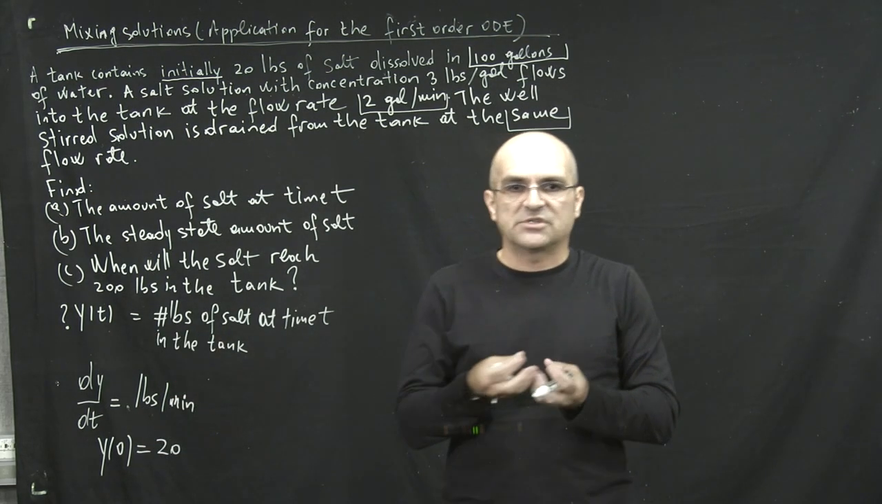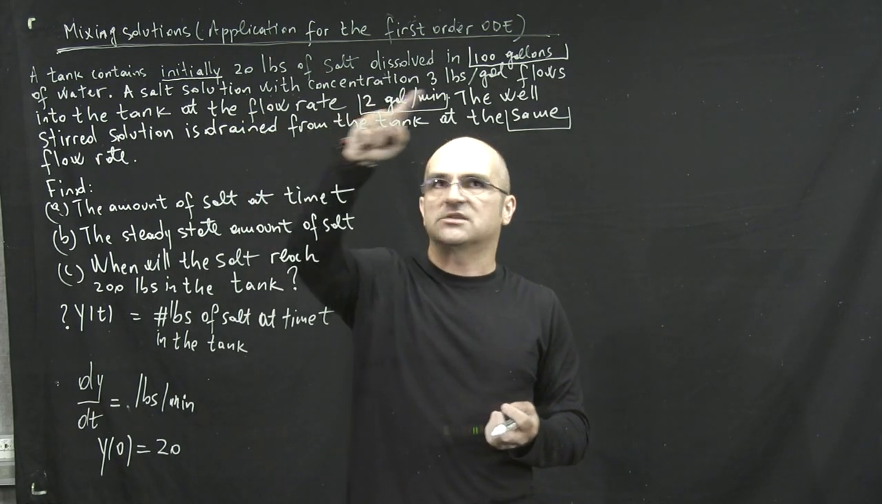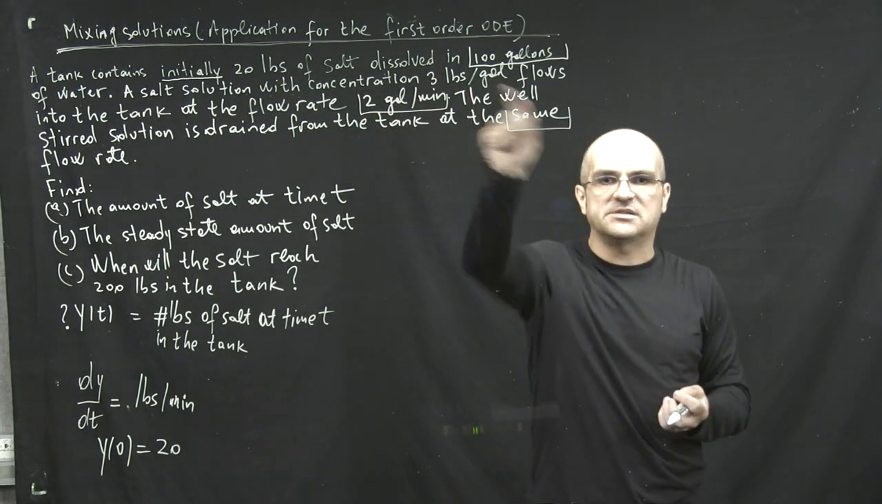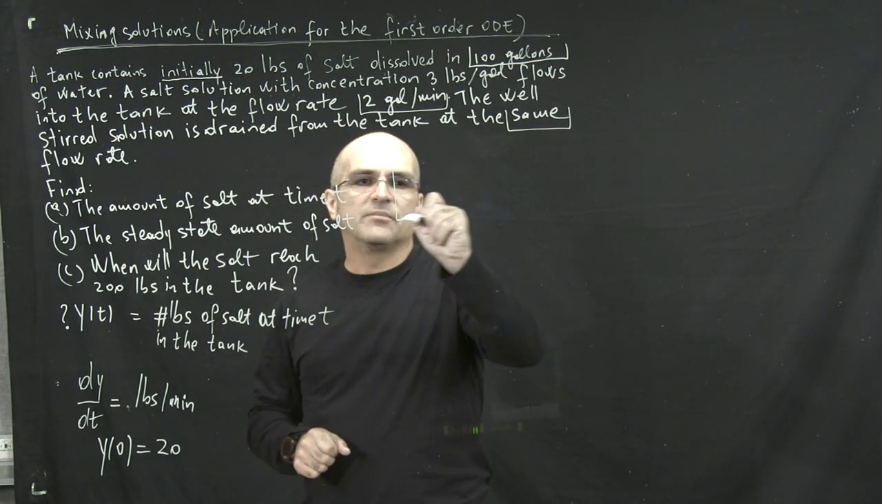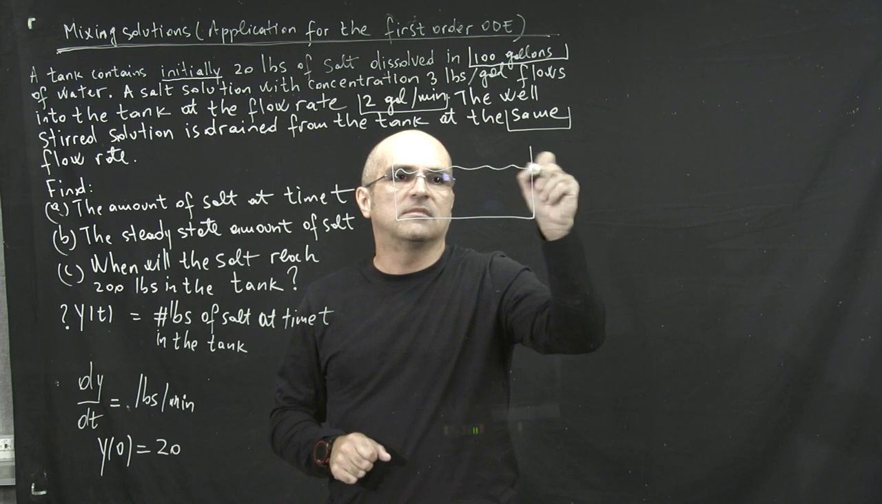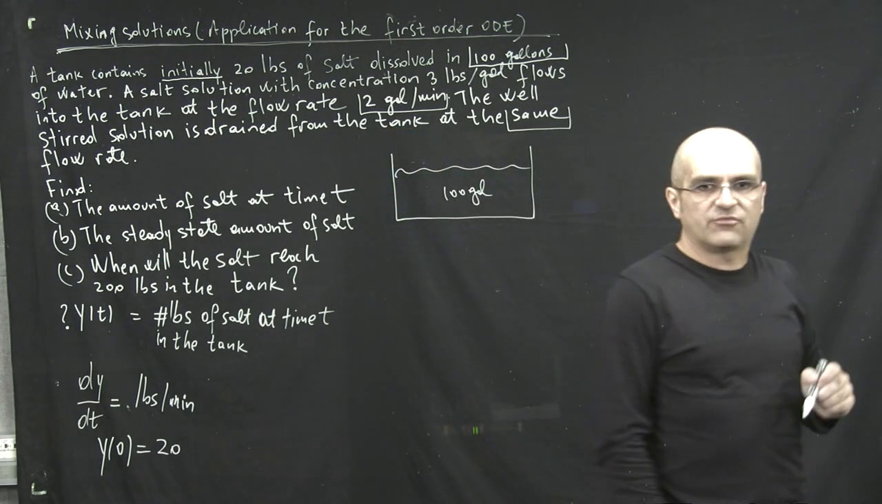Because you start with a certain quantity of salt in the tank, and you pour in a different concentration of salt, expressed as pounds per gallon. So if you want, you can draw a little picture here. Let's say this is the tank. It will always contain 100 gallons because, as I said, the flow rate is the same.